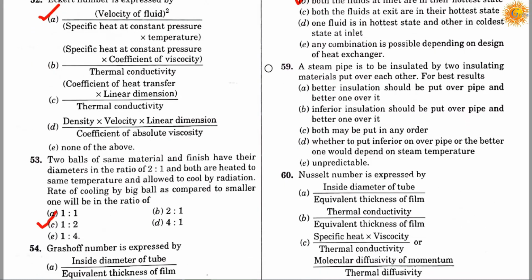Question number 59. A steam pipe is to be insulated by two insulating materials put over each other for best results. Option A, better insulation should be put over pipe and inferior over it. Option B, inferior insulation should be put over pipe and better one over it. Option C, both may be put in any order.